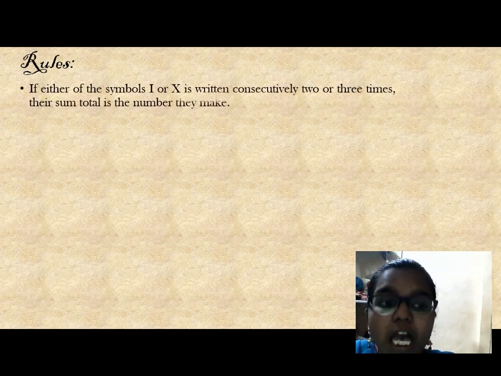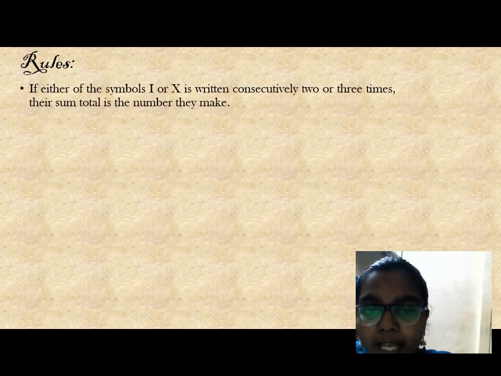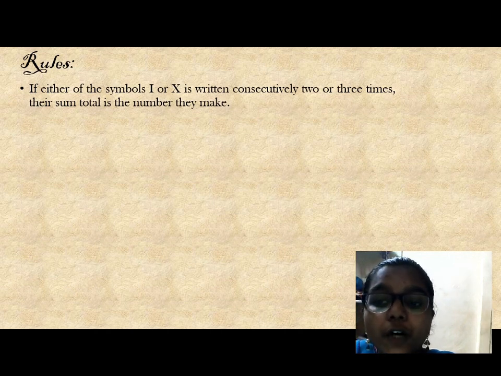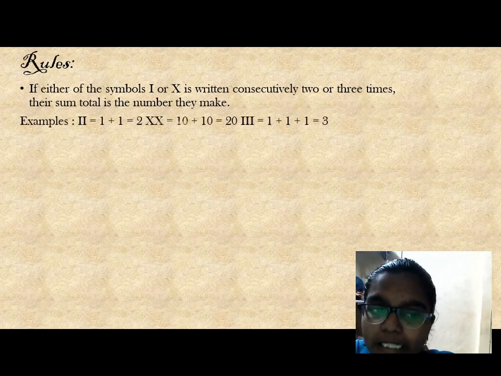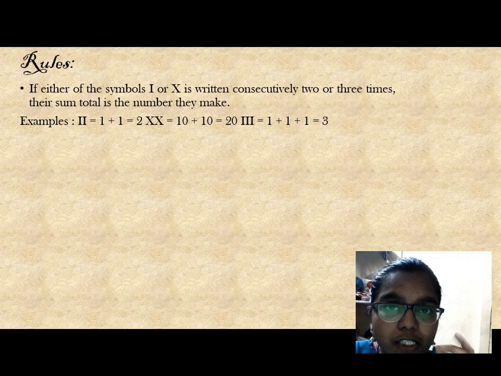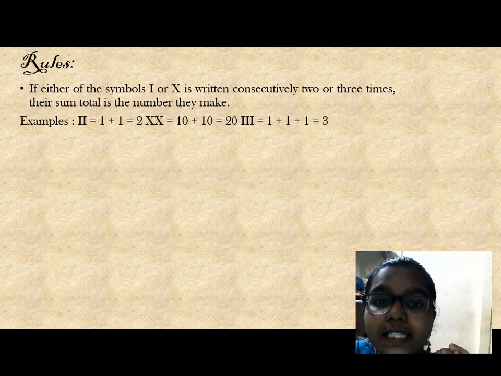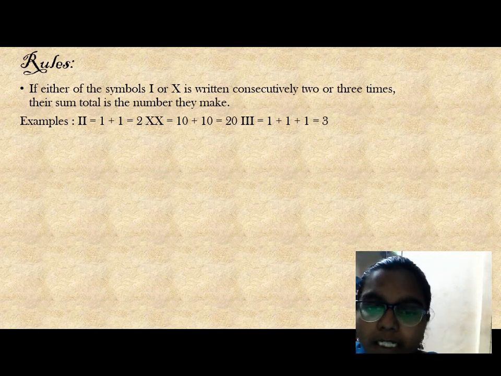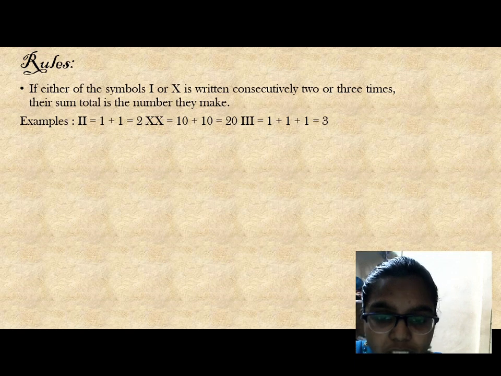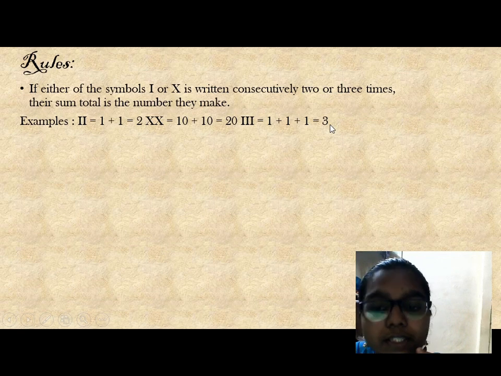Rule number 1. If either of the symbols I or X is written consecutively 2 or 3 times, the sum total is the number they make. Which means if I write II, that means 1 plus 1, which is 2. If I write XX consecutively, that means 10 plus 10, which equals 20. Similarly, if I write I 3 times, that is 1 plus 1 plus 1, which is 3. And what does rule number 2 say?